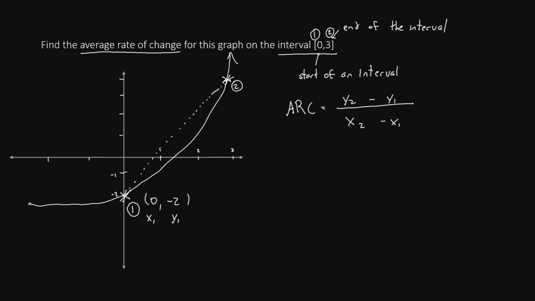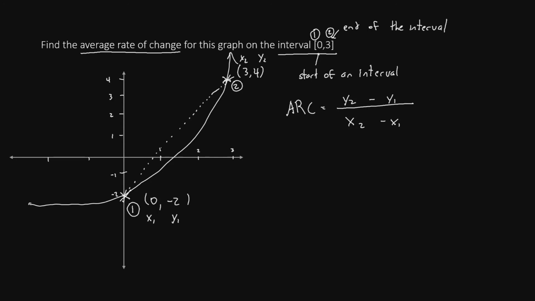Now let's go to point number 2. We already know from the interval that x will be 3. Now let's count the y value. 1, 2, 3, and 4. That seems to line up with the star quite nicely. So our point will be (3, 4). The 3 will be x2, and the 4 will be y2.